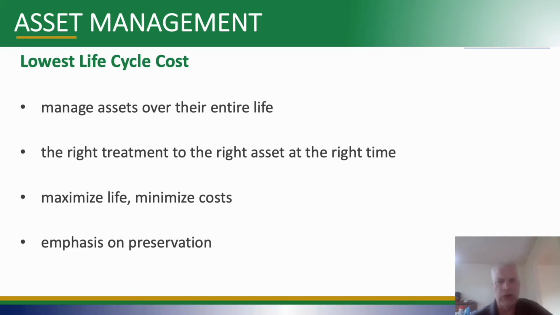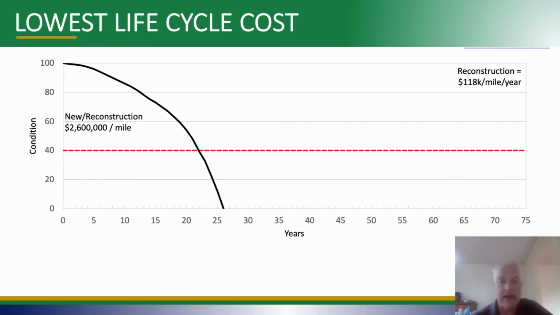Some other simpler terms for what lowest life cycle cost represents: manage the assets over the entire life. It's doing the right treatment to the right asset at the right time. You're trying to maximize life and minimize cost. And there's obviously an emphasis on preservation because that's the cheapest way to add life compared to other strategies. And I have some examples to illustrate that.